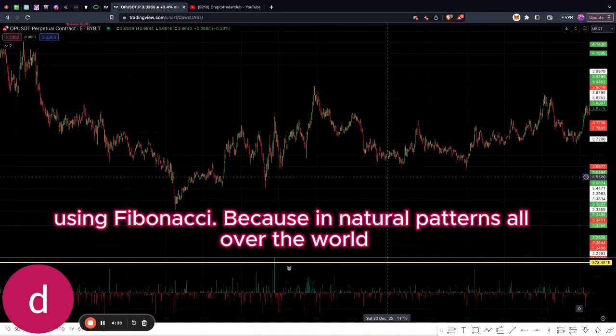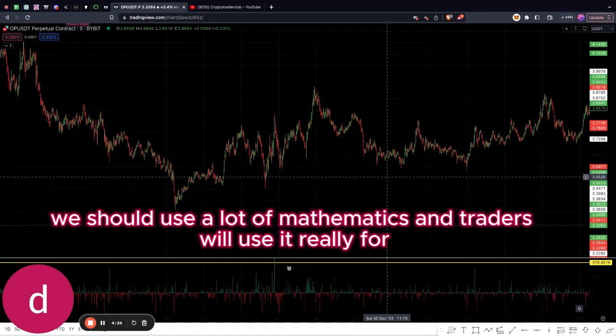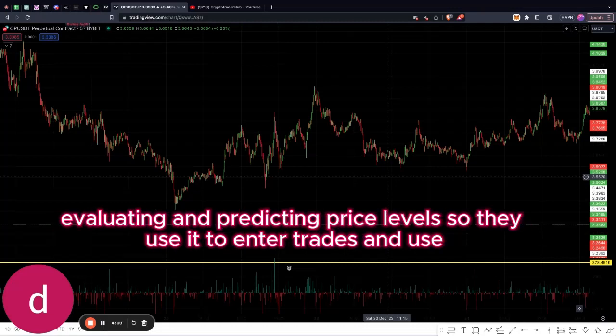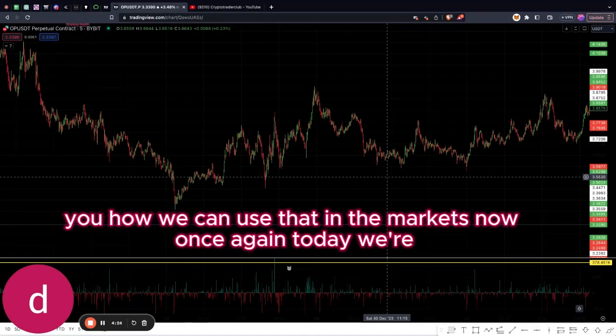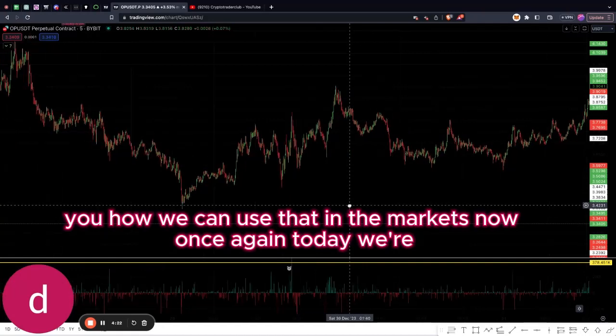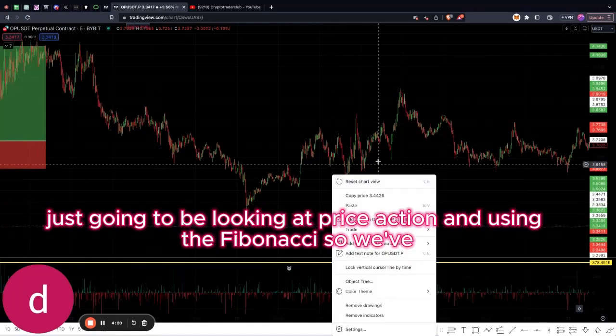Now, Fibonacci occurs in natural patterns all over the world. It's used a lot in mathematics, and traders will use it really for evaluating and predicting price levels. They'll use it to enter trades and as take profits as well. So I'm just going to show you how we can use that in the markets. Once again, today we're just going to be looking at price action and using the Fibonacci.